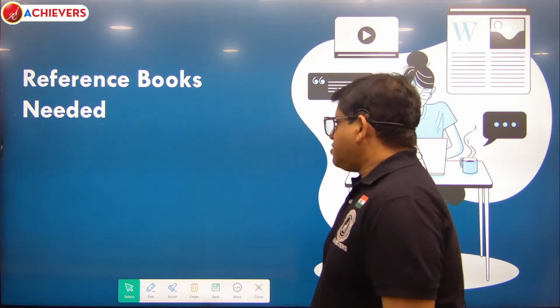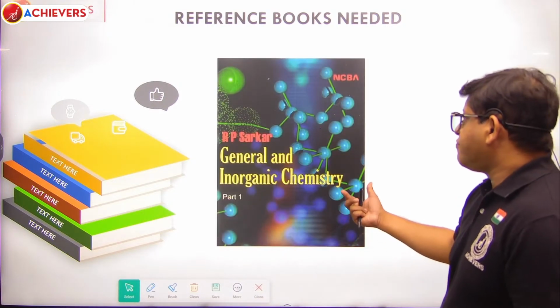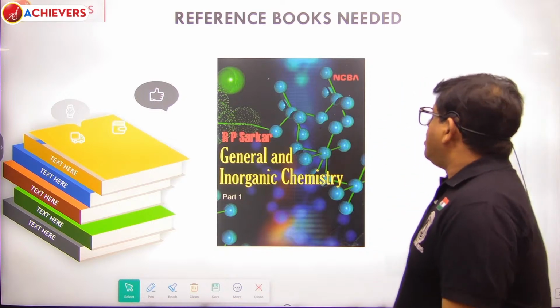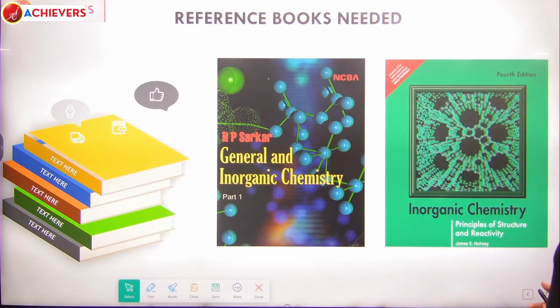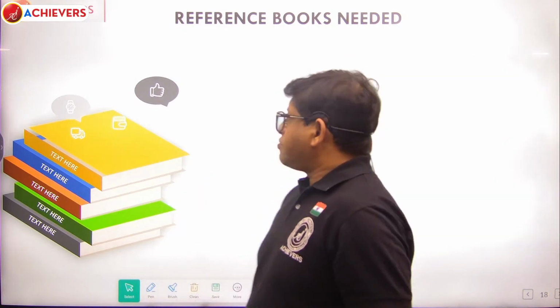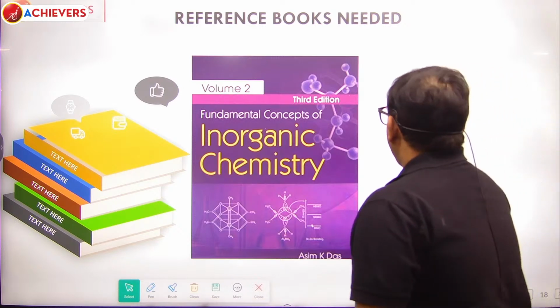So what is that book? You can go for any one book. For example, you can go for R.P. Sarkar, Inorganic Chemistry part 1, or Gems V. You can also go for Asim Kumar Das volume 2.